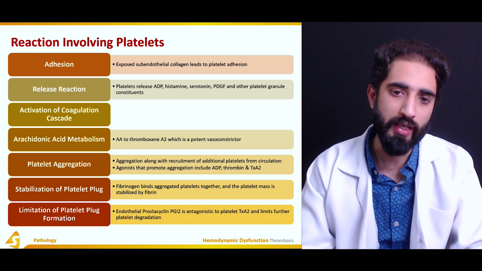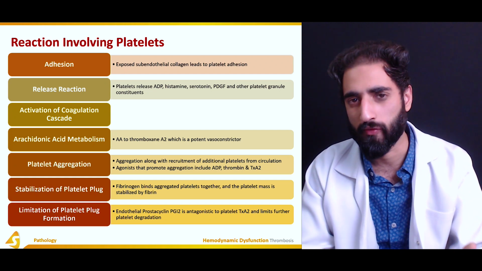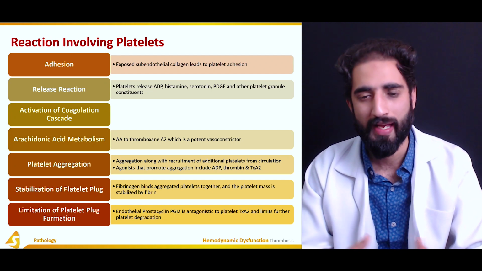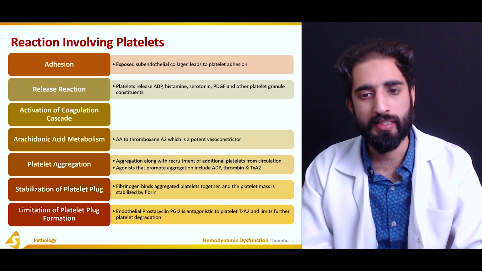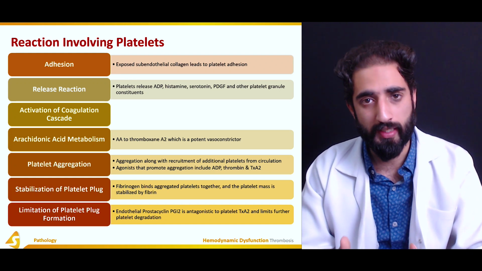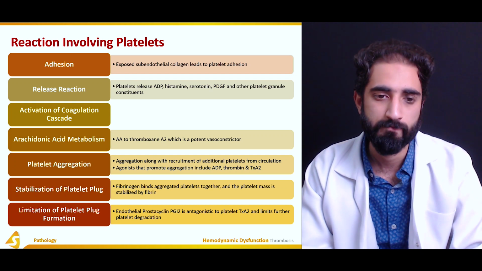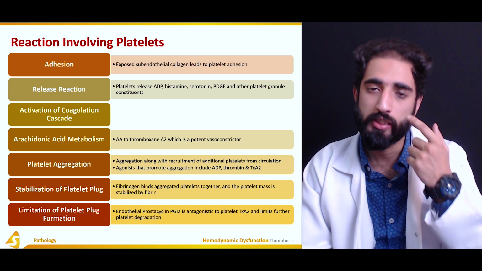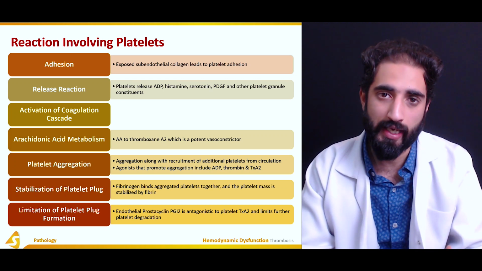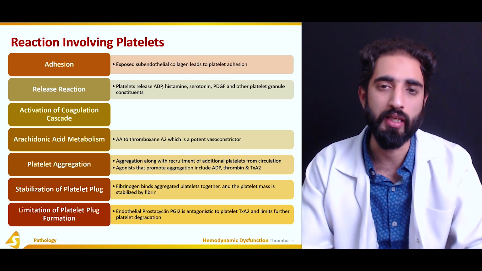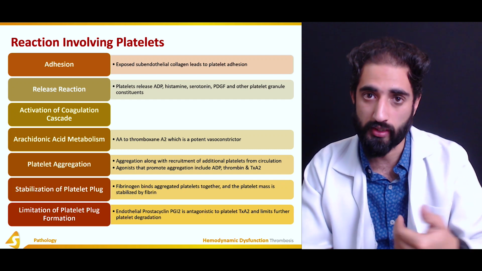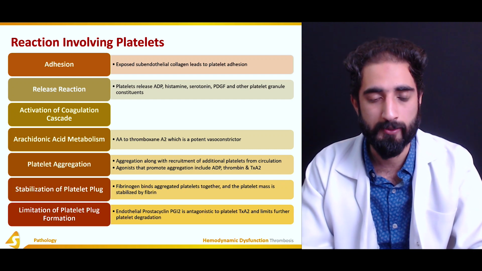It is followed by a release reaction in which platelets release different types of chemical compounds such as adenosine diphosphate, histamine, serotonin, platelet-derived growth factor, and other platelet granule constituents. This is followed by activation of the coagulation cascade. And how does that work in the thrombus formation? We are going to discuss that in the coming slides.